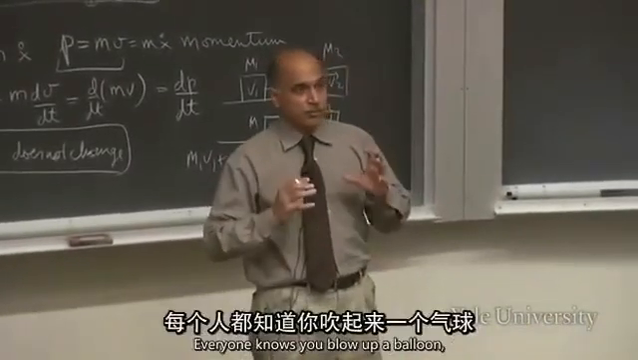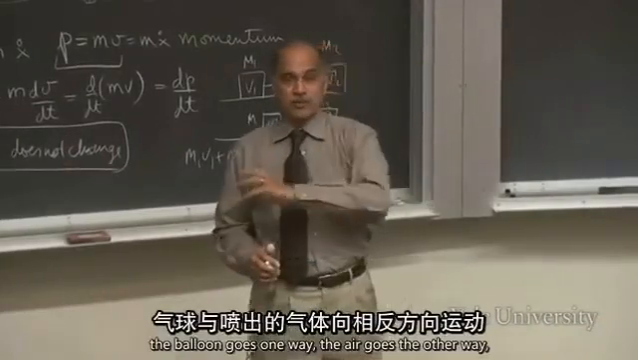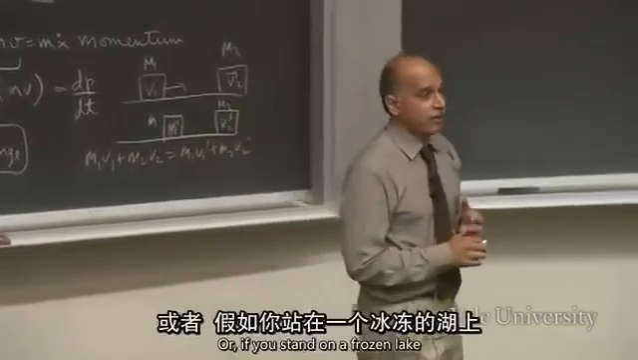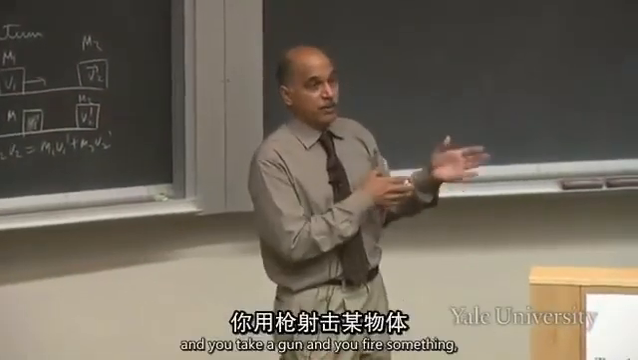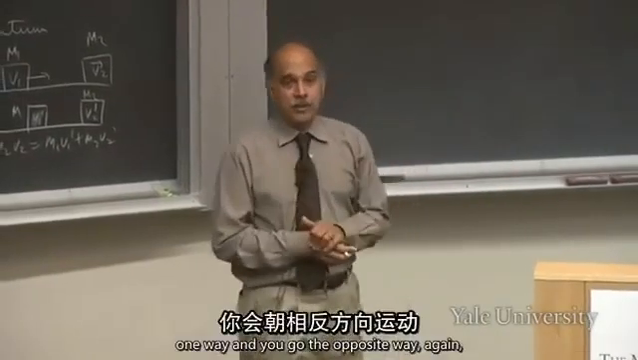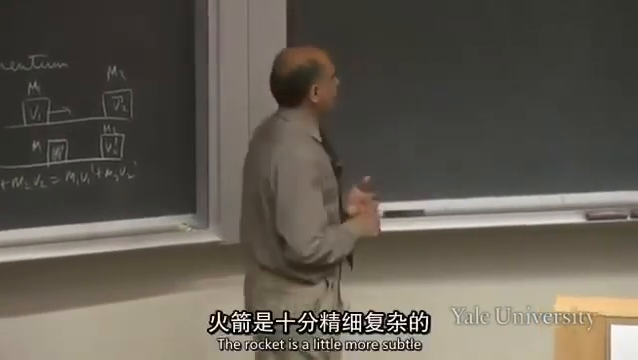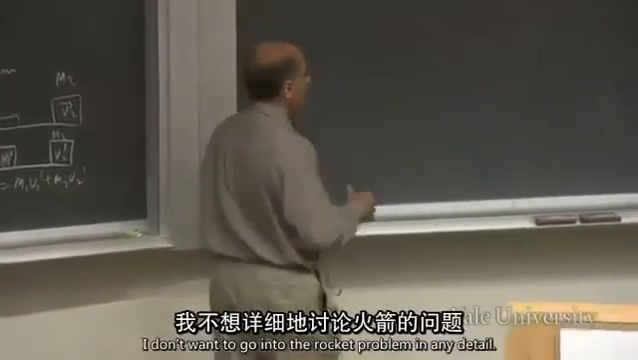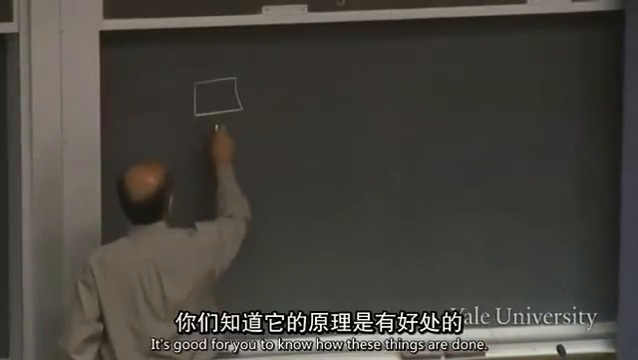Everyone knows you blow up a balloon, you let it go, the balloon goes one way, the air goes the other way, action and reaction are equal. Even lay people know that. Or if you stand on a frozen lake and you take a gun and you fire something, then the bullet goes one way and you go the opposite way, again because of conservation of momentum. The rocket is a little more subtle, and I just want to mention a few aspects of it. I don't want to go into the rocket problem in any detail. It's good for you to know how these things are done.